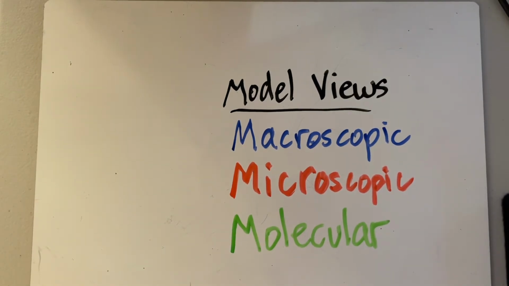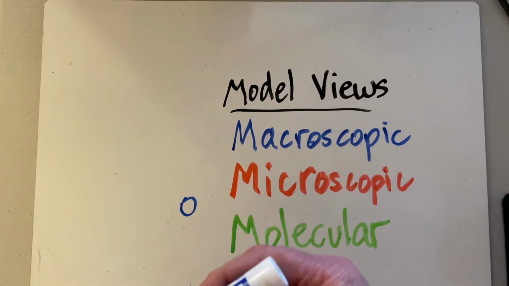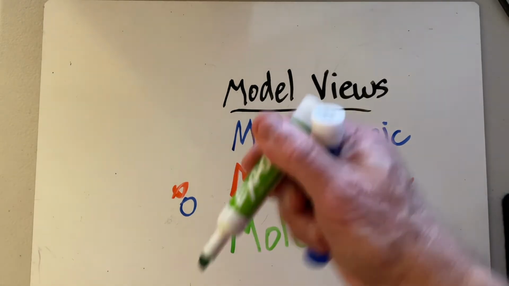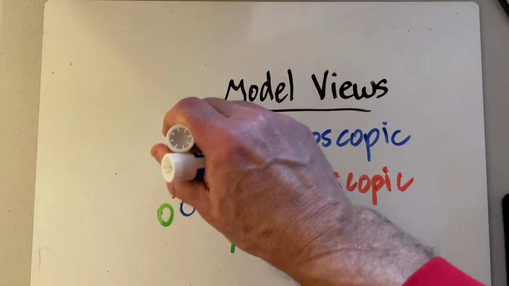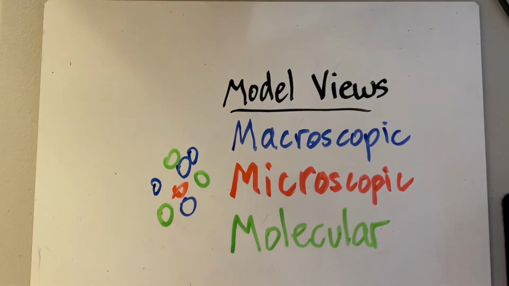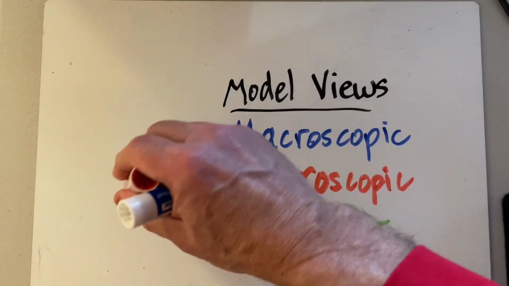But a molecular view shows the atoms and molecules that make up the object. Onions are made of atoms of carbon and hydrogen and oxygen and several other elements, and I would have to draw a model that shows, probably with little circles, the different atoms and molecules that are in an onion. And that would be a submicroscopic or a molecular view of an onion.